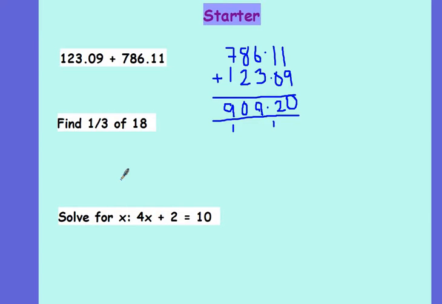To find a third of 18. Owen, how do I find a third of something? What calculation do I need to do? You're right, I need to divide it by 3. So 18 divided by 3 will give me 6.